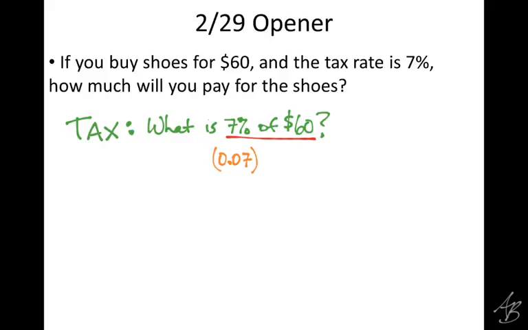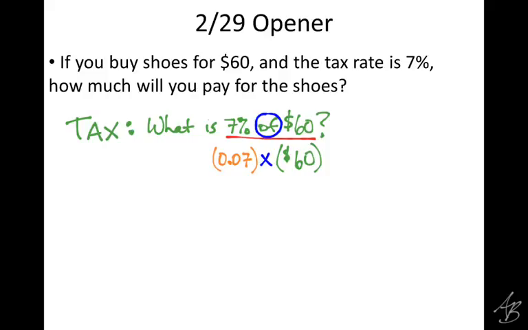Now, I have another question. Why are we multiplying here? When we say 7% of 60, why are we multiplying? Anybody know what this word "of" in math usually means? Not always, but usually it means multiplication. So when we're finding a percent of something, we're going to be multiplying that percent times something. So I'm going to take this 0.07 that I got for the percent and multiply it by the $60. All right, so punch that in your calculator real quick. 0.07 times $60.